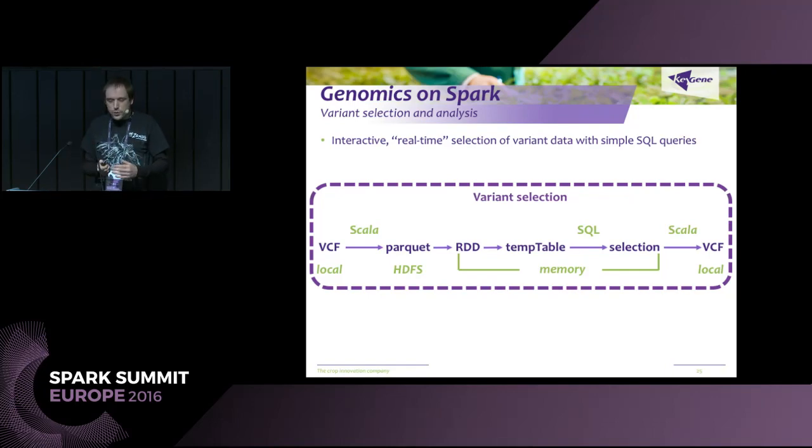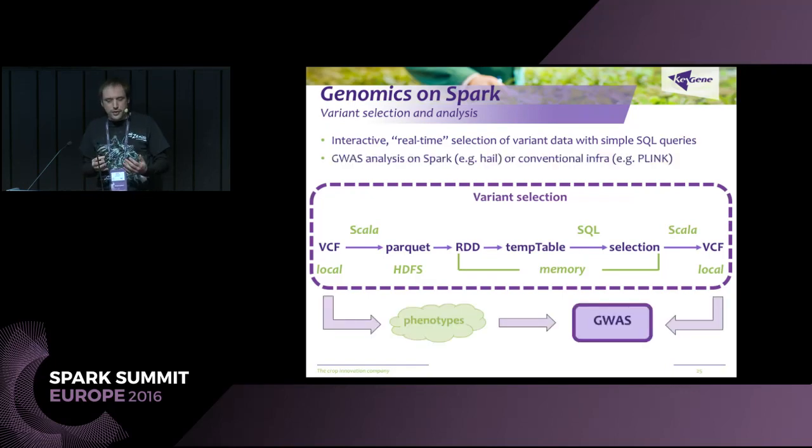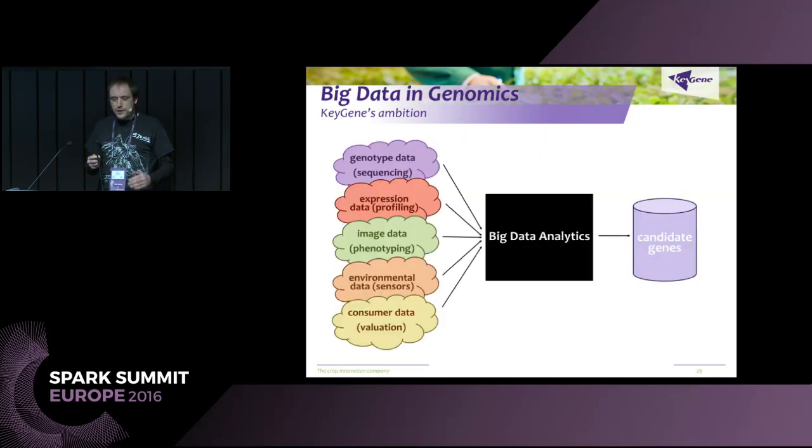And of course, once you have these data, you want to combine them with the phenotype data, so these differences in fruit size, for example, and do this genome-wide association on it, so that you can see actually which variants cause the variants. Now we have looked at a bunch of these tools, and we try to implement them in our Spark ecosystem. Of course, the vision that we have at KeyGene in big data is larger than that.